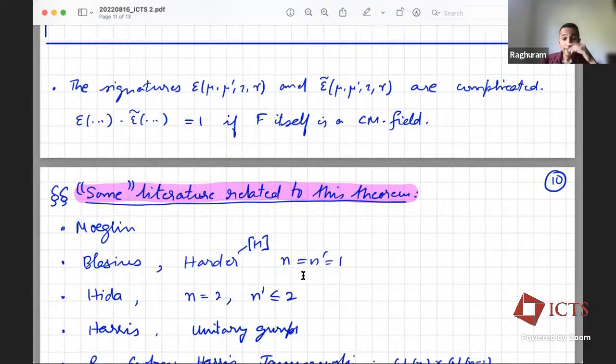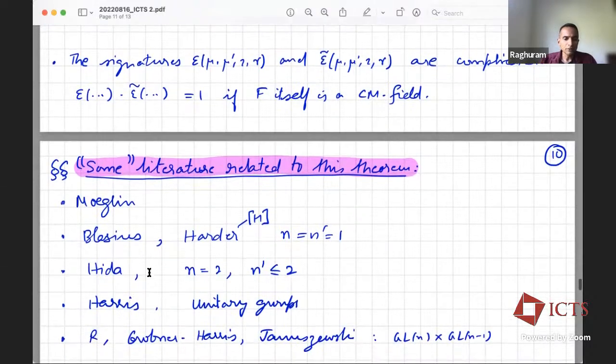If I were to work with n and n prime both being one, that's like working with Hecke L-functions. Then there's, of course, Blasius's thesis and his paper where he proves Deligne's conjecture for, I think, the base field or CM field there. And Harder, his Inventiones paper, which I will talk a little more about later. And then there is Hida's long paper in Duke, which is the definitive statement for GL2 cross GL2 and GL2 cross GL1.